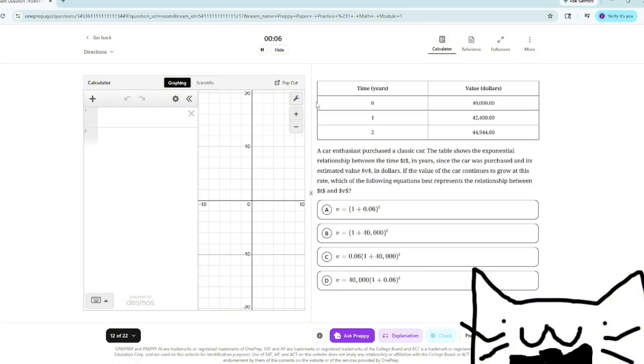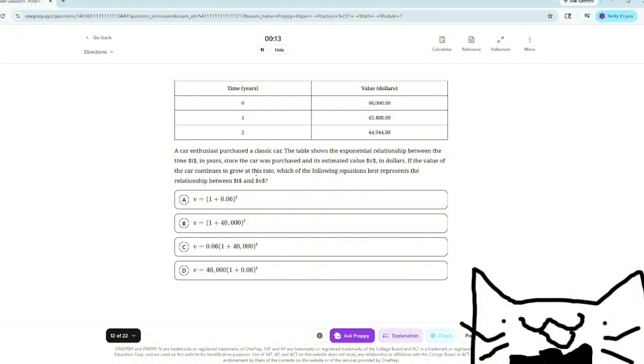Hold on. Okay, so basically, we're given a chart, right? And we want to see which equation best represents the relationship. V equals blah blah blah. So the fastest way you could do one of these questions is to just replace t, time, with 0. All right, t is 0, v is 1, right? This whole thing has to equal 1.